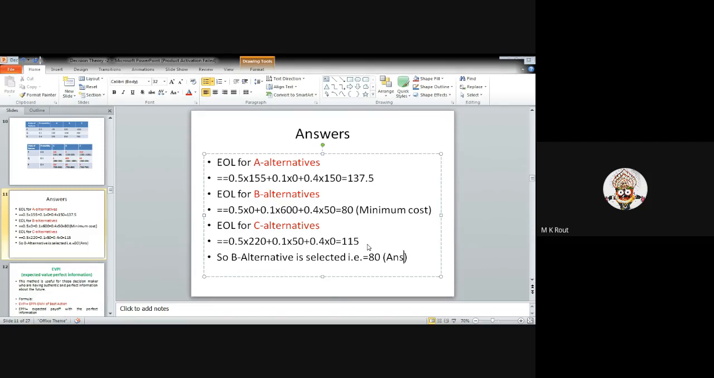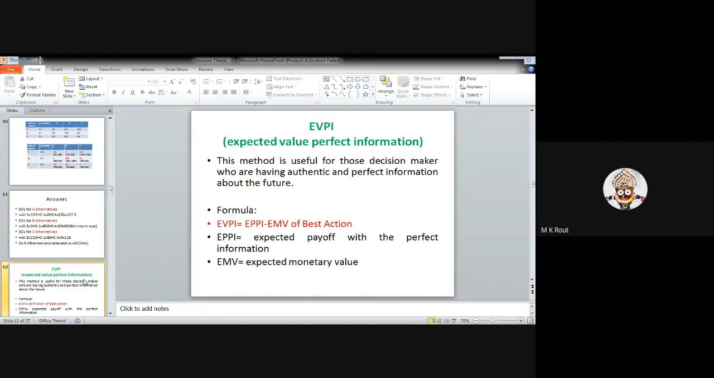Is it clear to all? Yes, sir. Okay. Moving to the next one. The next one is EVPI, that is expected value of perfect information. If you see the particular slide, this method is useful for decision makers who have authentic and perfect information about the future. The formula for EVPI equals EPPI minus the expected monetary value of the best action. Here EPPI stands for expected payoff with perfect information, and EMV stands for expected monetary value. Just note down this formula.